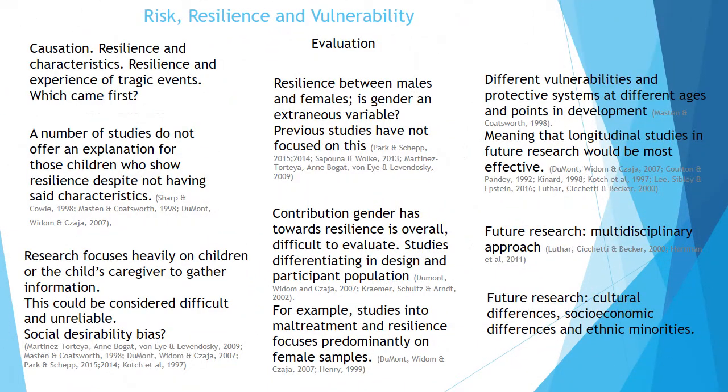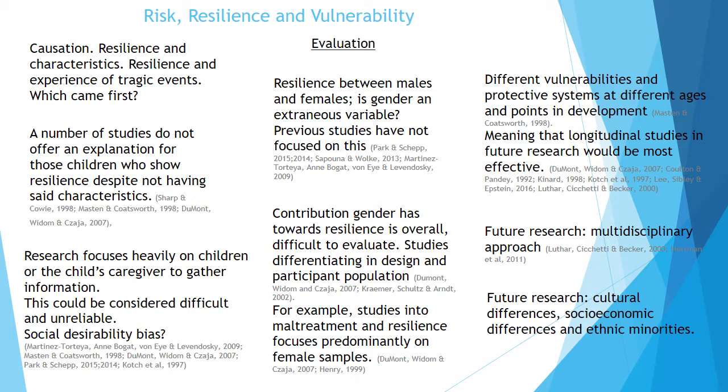So the evaluation for risk, resilience and vulnerability. Causation. Are children resilient due to having these characteristics, or do they develop these characteristics through being resilient? This is the same case with resilience and the experience of tragic events. Which came first? Previous studies haven't focused in enough on the vulnerability and resilience differences between males and females, and whether gender is an extraneous variable on these characteristics or not.